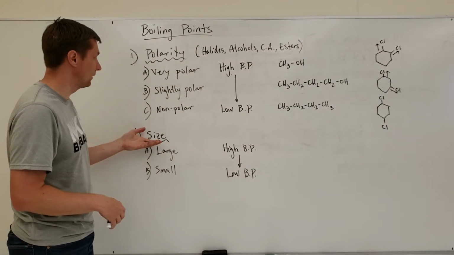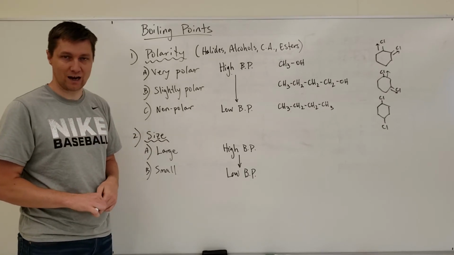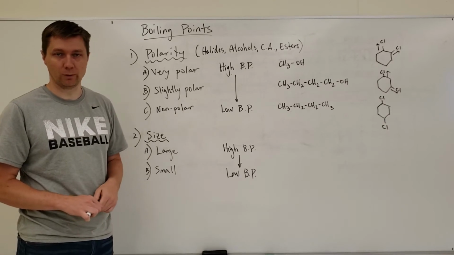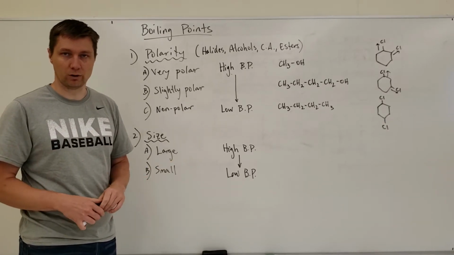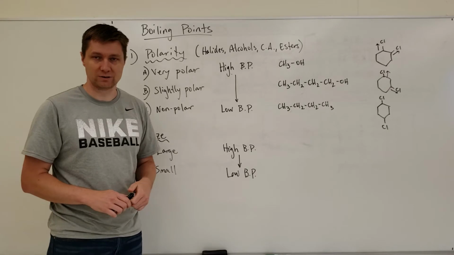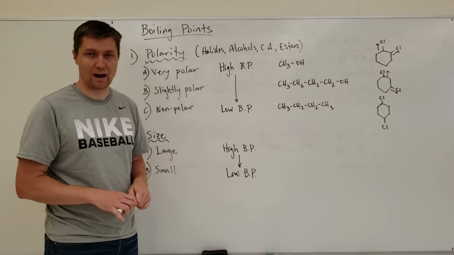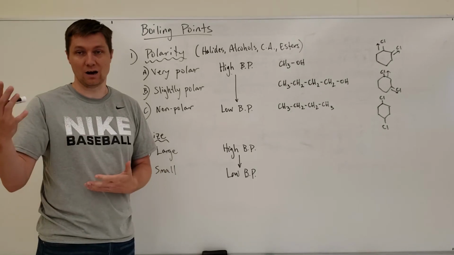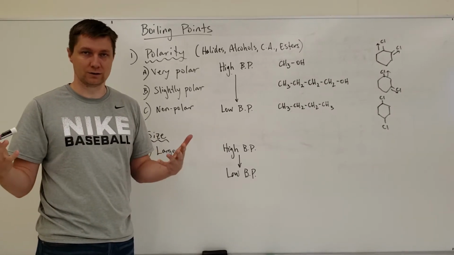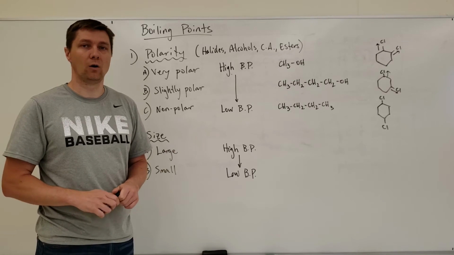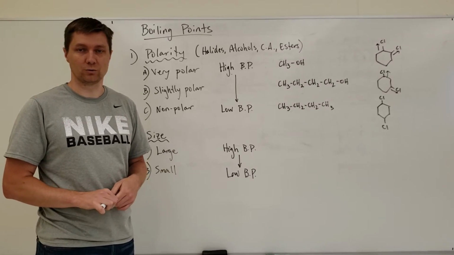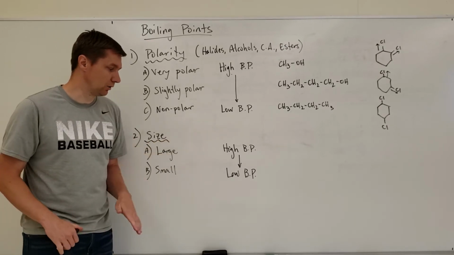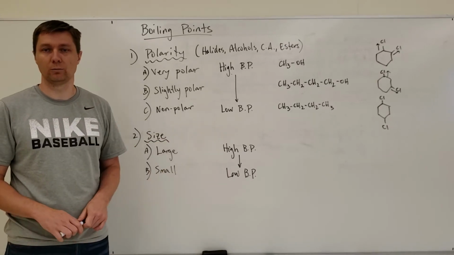The second thing that relates to boiling points is size, and this one's pretty simple. A larger molecule is going to have a higher boiling point. A smaller one's going to have a lower boiling point. And that really comes down to the London dispersion forces: a larger molecule is going to have a higher total number of electrons, and the number of electrons in a molecule is what dictates how strong the London dispersion force will be, therefore a higher boiling point. So larger molecules, higher boiling point, smaller ones, lower boiling point.